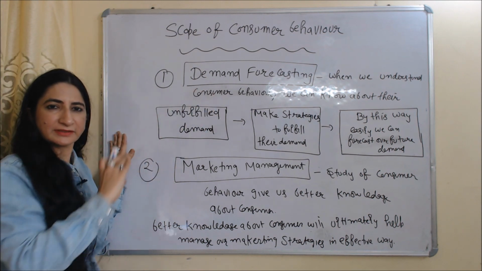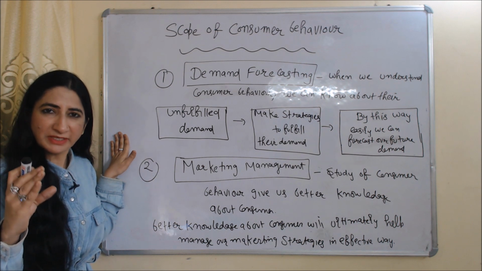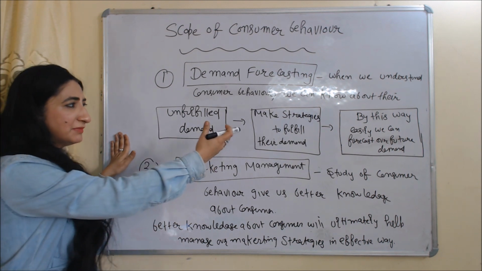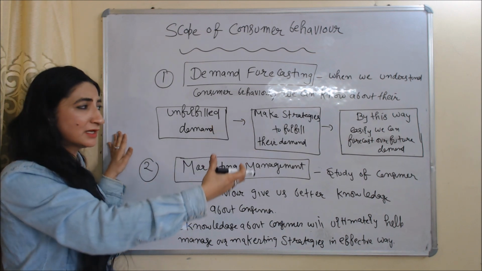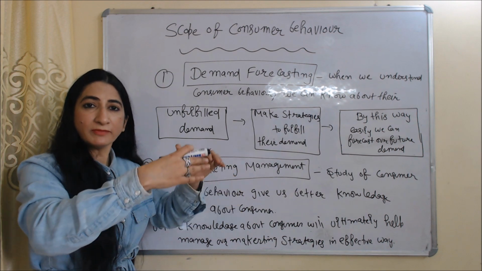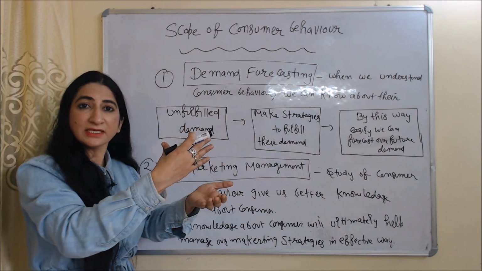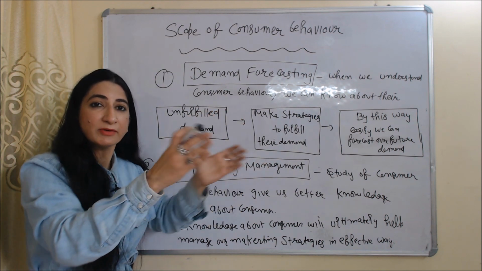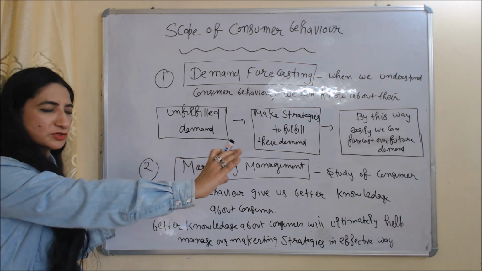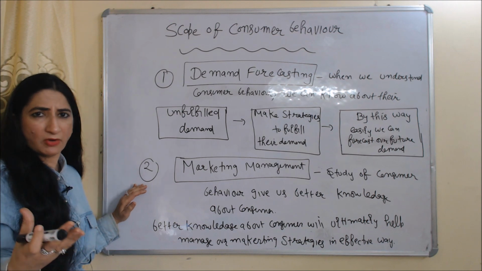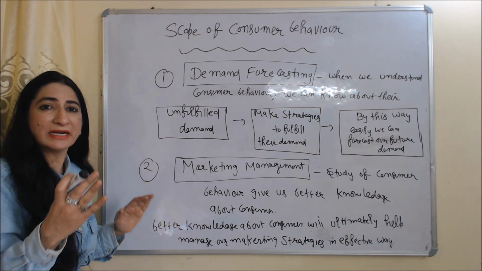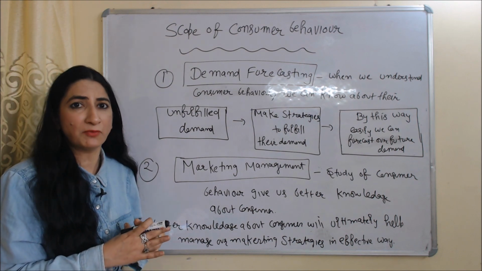Now we are going to talk about the scope of consumer behavior. Demand forecasting. When we understand consumer behavior, we can know about their unfulfilled demand and make strategies to fulfill it. So in this way we can easily forecast our future demand, or we can say we can easily know how many consumers will buy our product in future. Next is marketing management. Study of consumer behavior gives us better knowledge about consumers, and better knowledge about consumers will ultimately help us to manage our marketing strategies in an effective way.